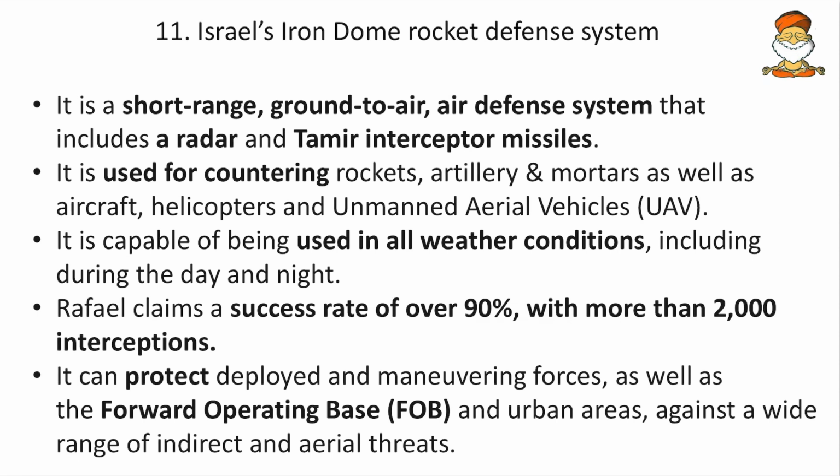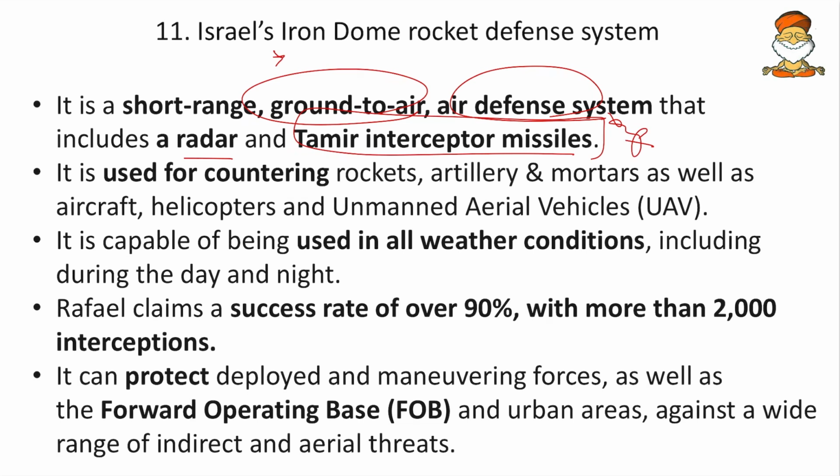It is a short range ground to air defense system and includes radar and Tamir interceptor missiles. So, remember this Tamir, Israel's interceptor missiles. Then it is used for countering rockets, artillery, mortars as well as aircraft. So, anything in the air can be shot down. Then it is capable of being used in all weather conditions. So, in rainy day, night, summer day, any day you can use it.